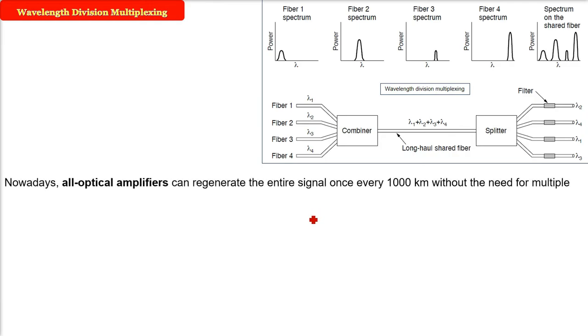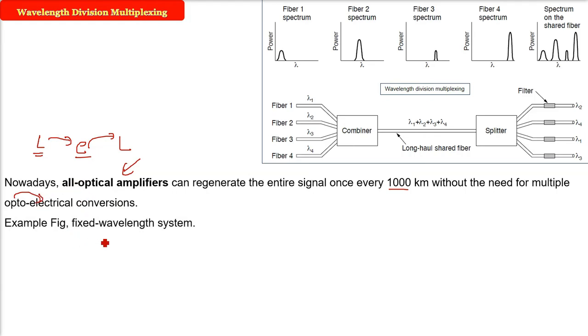In WDM, we have to have a conversion because some amplification has to be done, so we needed electro-optical amplifiers. But today, all are optical amplifiers, which can regenerate the entire signal once every 1000 kilometers without the need for multiple amplification. Previously there were optoelectrical conversions that needed to be done, but now it is not required. We have all optical amplifiers.